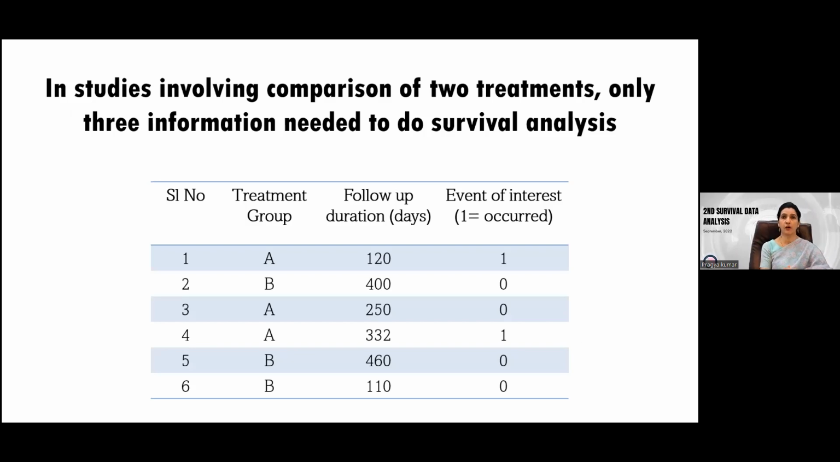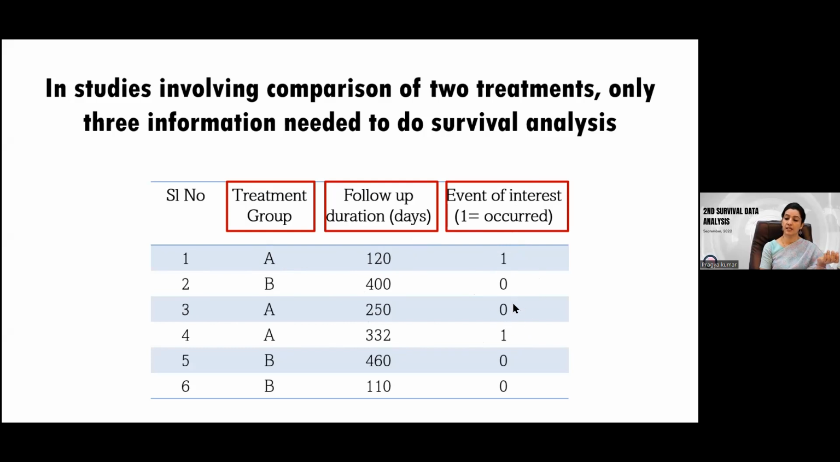So in studies involving comparison of two treatments, we only need three pieces of information. There is a treatment group, and we need the follow-up duration. Like in this case, you can see we have followed the first person up till 120 days, and in this case, the event has occurred. In the second case, we have followed person B up till 400 days and the event has not occurred. In the third case, we have followed this person up till 250 days, and the event has not happened. In the fourth individual, you can see again the event has happened. So in this case, you can see 1 and 0. 1 is for the event happened and 0 is for the censored cases.